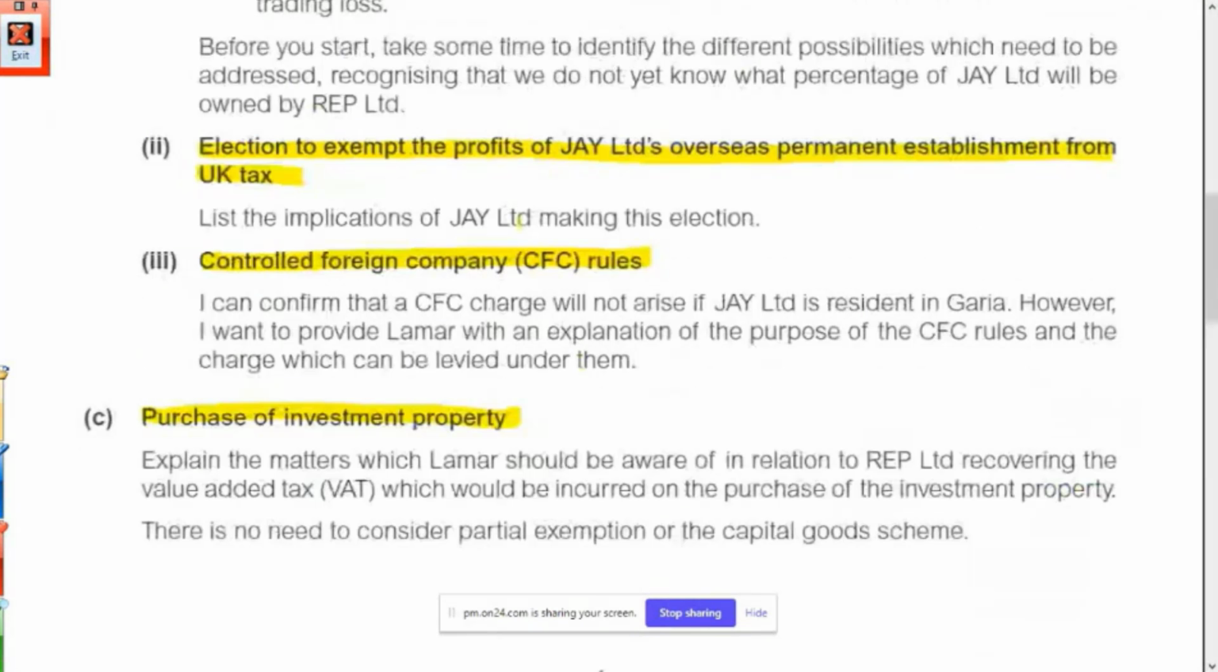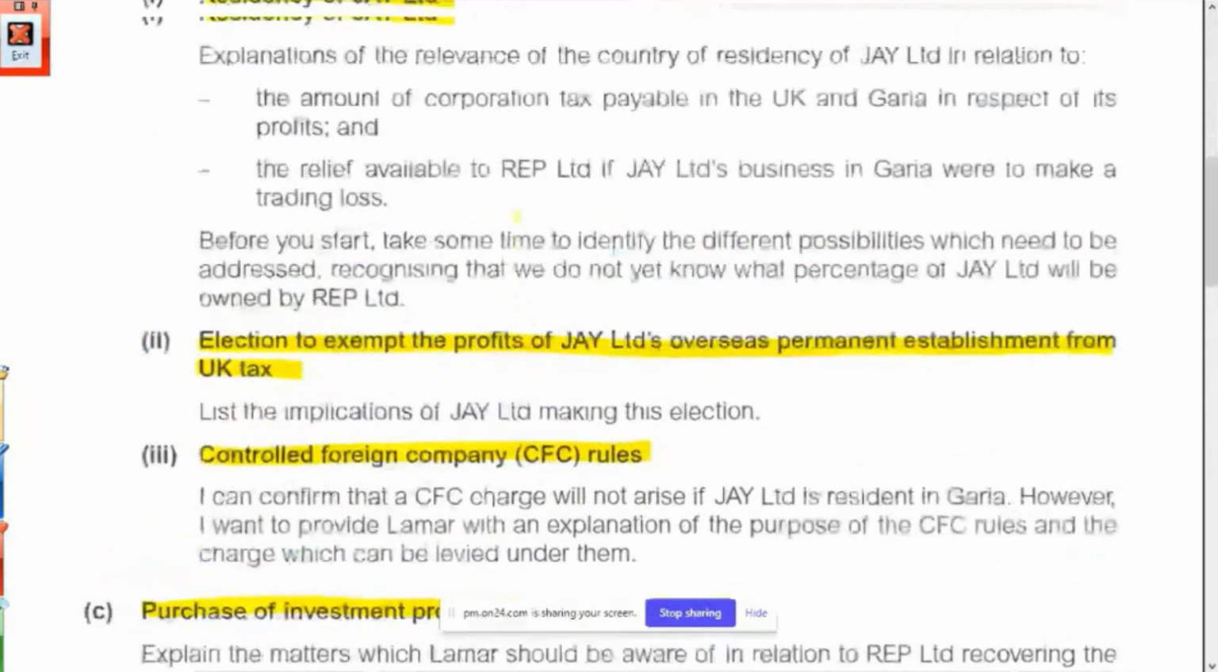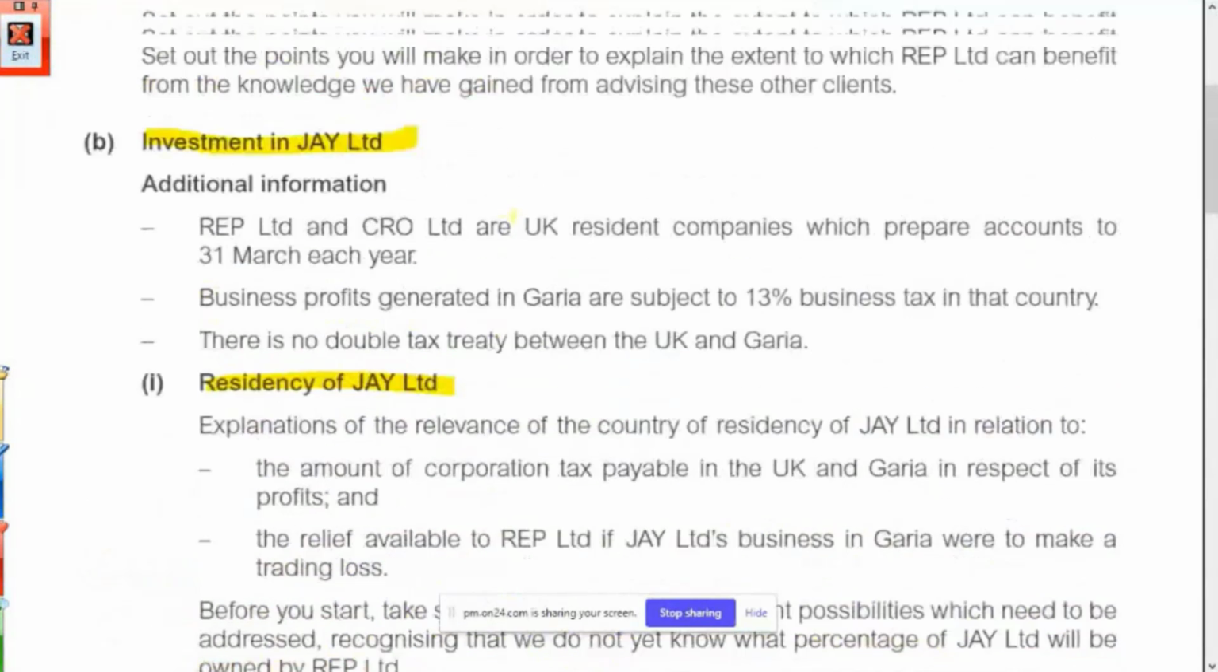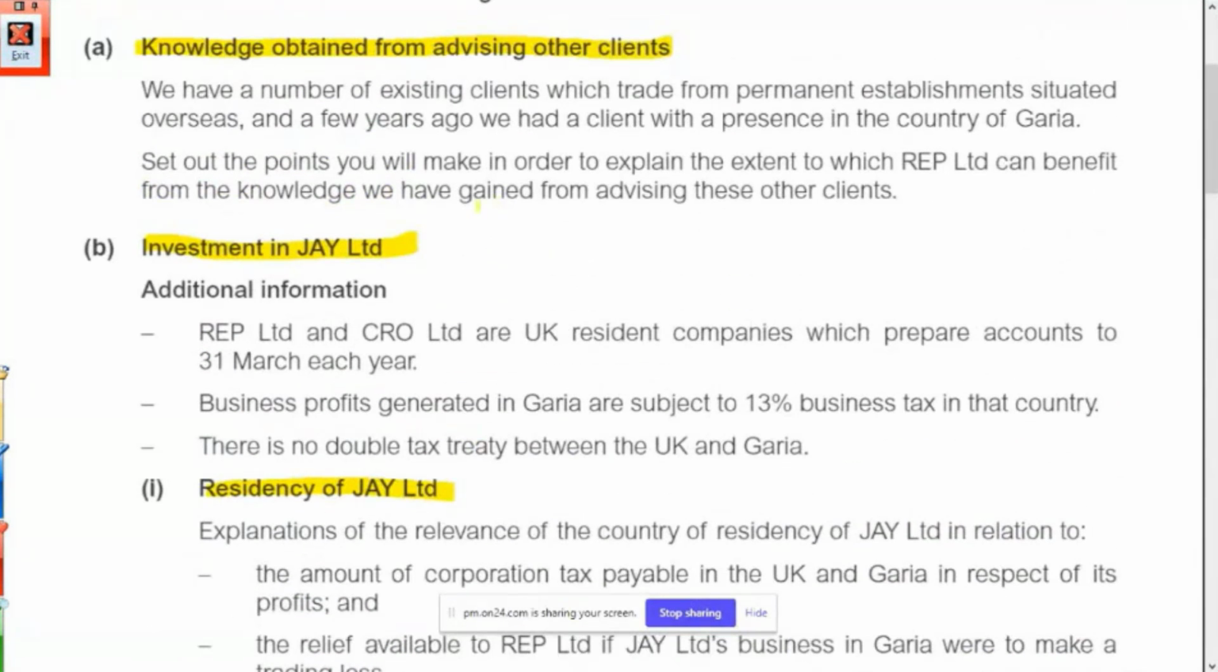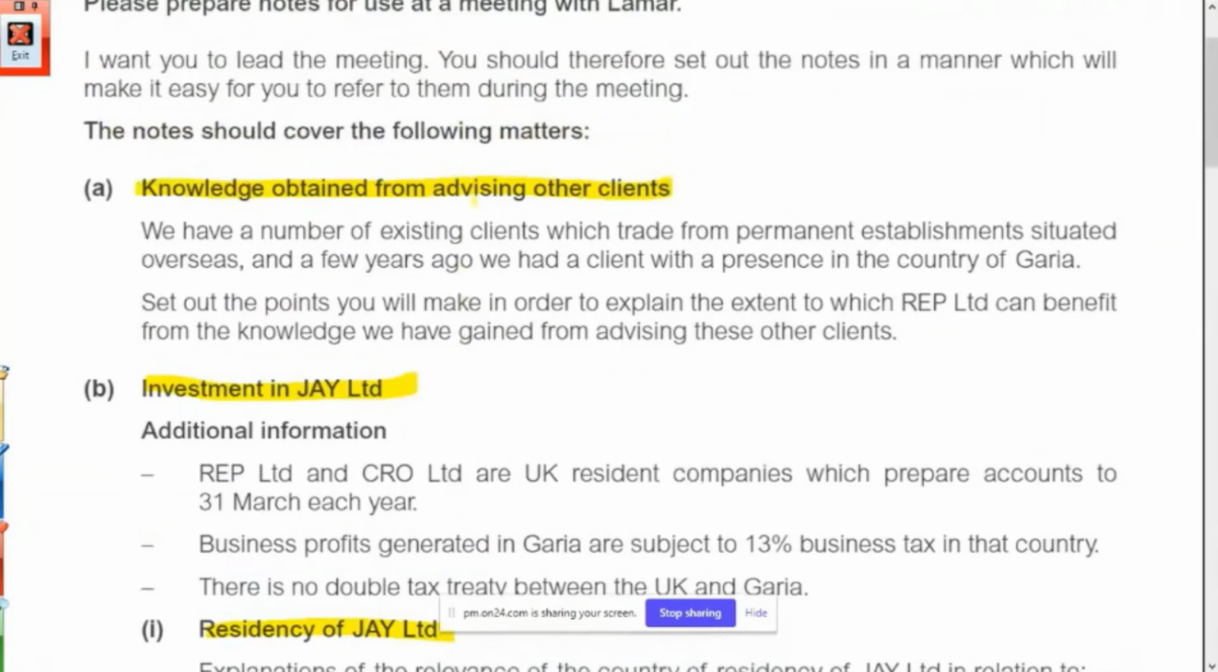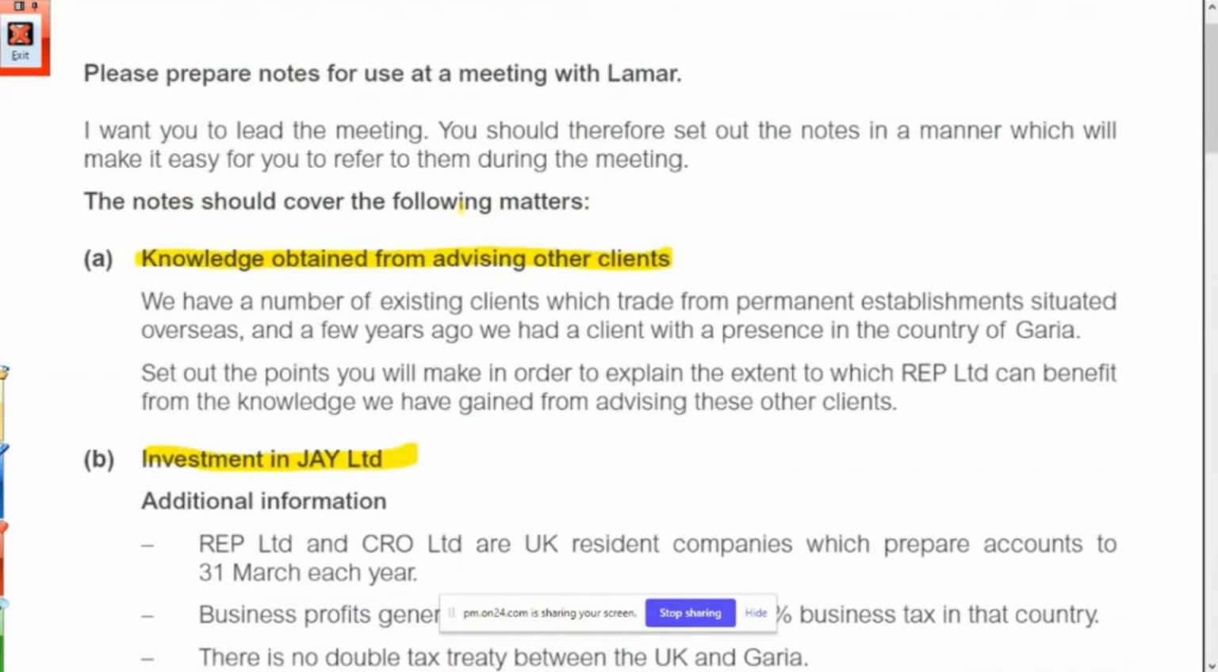Okay, so this is more detailed information and aspects of what you've got to do in the information from your manager. Okay, please prepare notes for use at a meeting with Lamar. I want you to lead the meeting. You should therefore set out the notes in a manner which will make it easy for you to refer to them during the meeting. Those headings are your structure of your answer, just the same as they were in the required that we looked at.